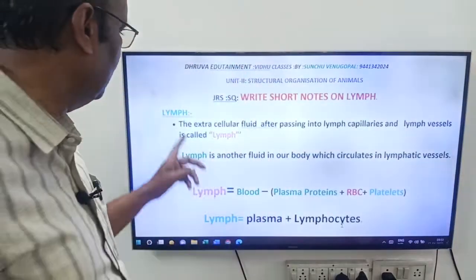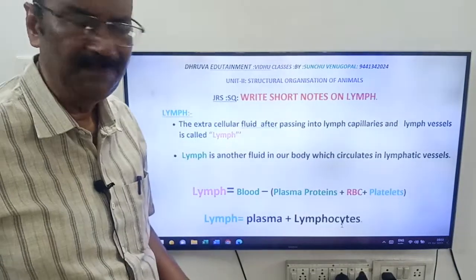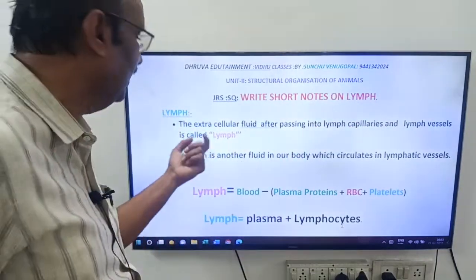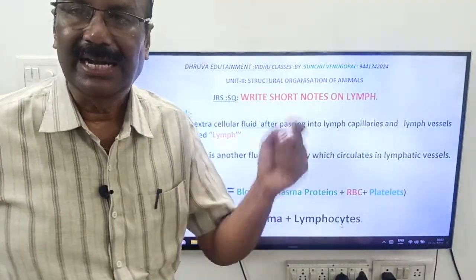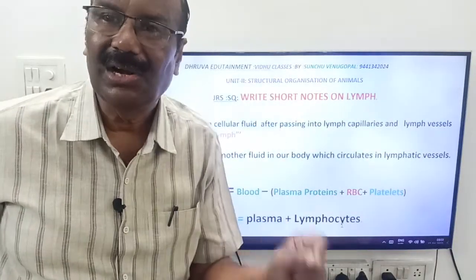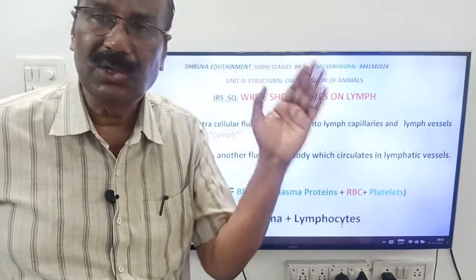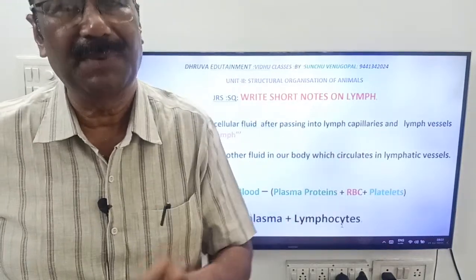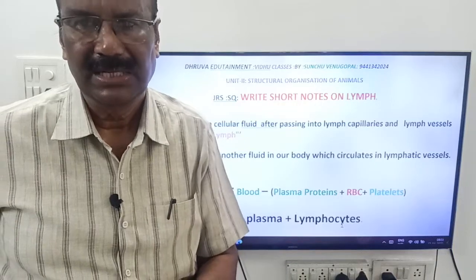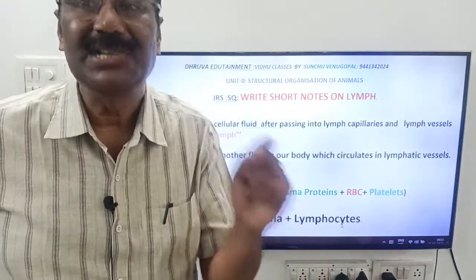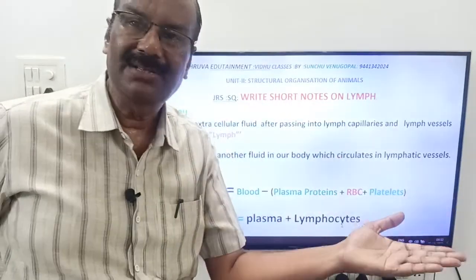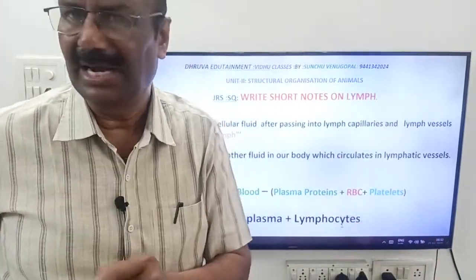So what is lymph, friends? Lymph is the extracellular fluid after passing into lymph capillaries and lymph vessels. The extracellular fluid which enters into the lymph capillaries is called lymph. See, friends, the total extracellular fluid won't enter into the lymph capillaries. A little amount of the extracellular fluid enters into the lymph capillaries. That is called lymph. The remaining extracellular fluid once again enters into the blood vessels, friends.